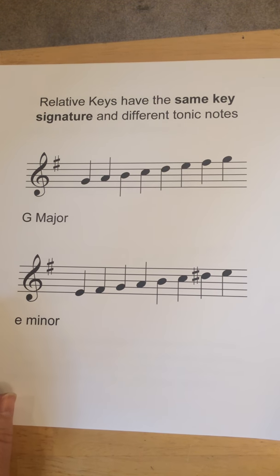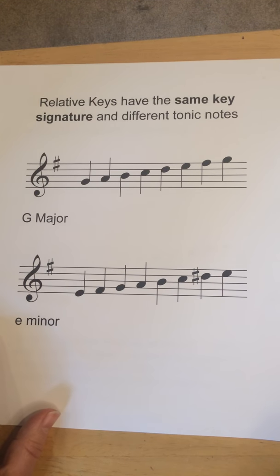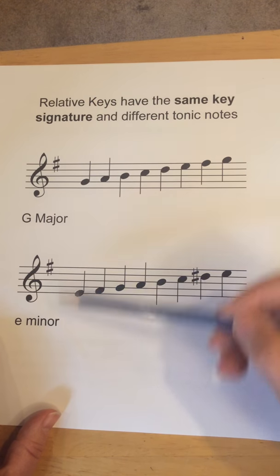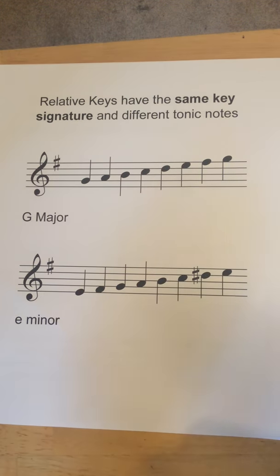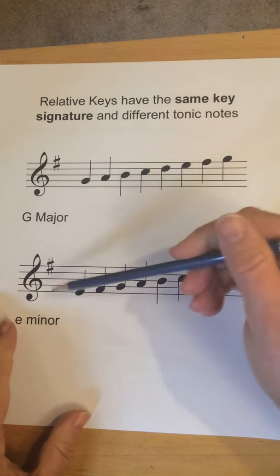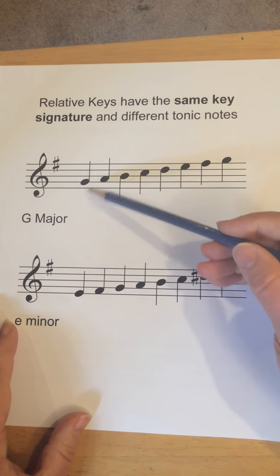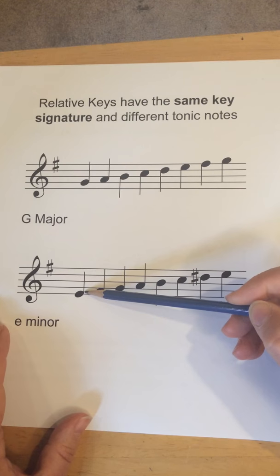Relative keys, or relative scales, have the same key signature, but different tonic notes. So you can see G major has one sharp, E minor has one sharp. They are relatives. They're kind of like cousins. They kind of share a grandparent, the key signature. But they start on different notes. They do not share the tonic note.